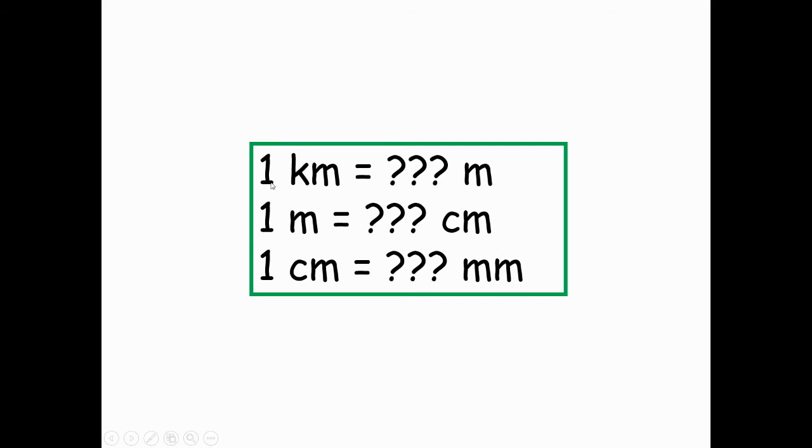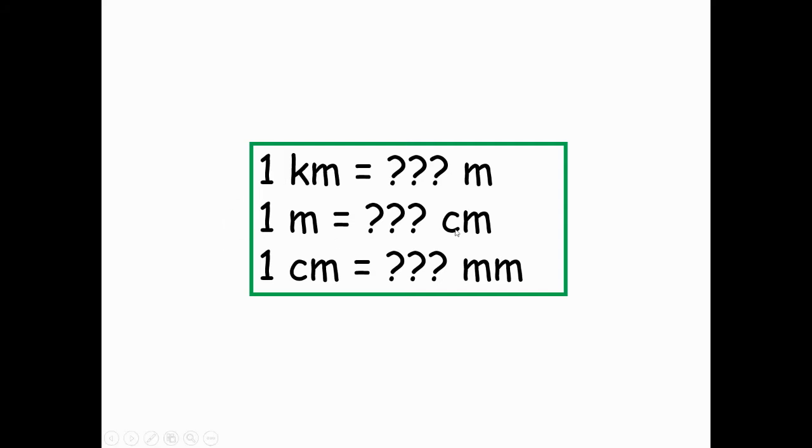So 1 kilometer is 1,000 meters. And the way to remember that is the prefix kilo means 1,000. So there's 1,000 meters in a kilometer. There's 1,000 grams in a kilogram. There's 1,000 amps in a kiloamp. Any unit you want, if you put a K in front of it, it means 1,000 times bigger.